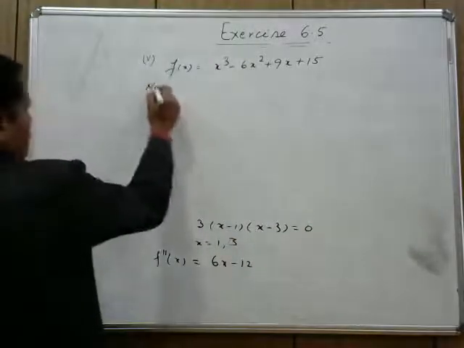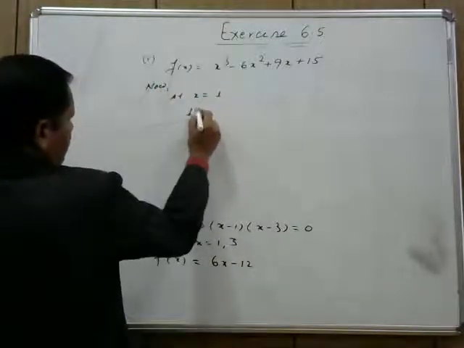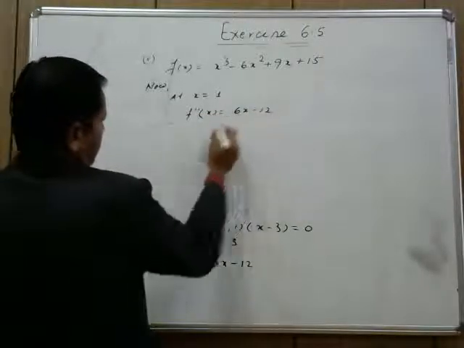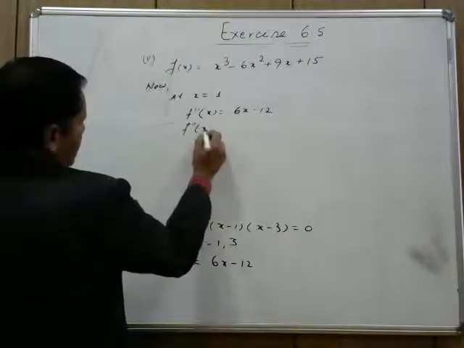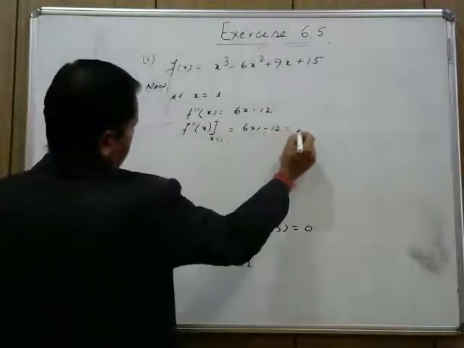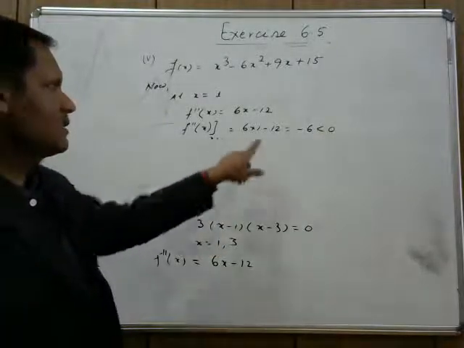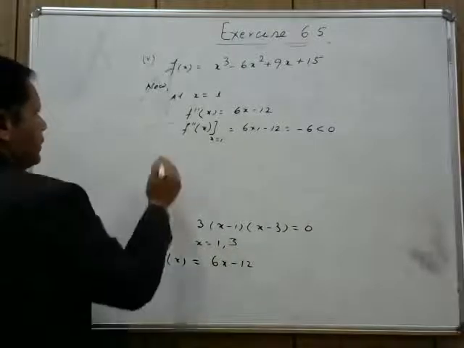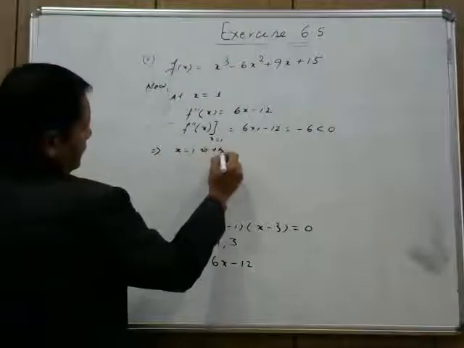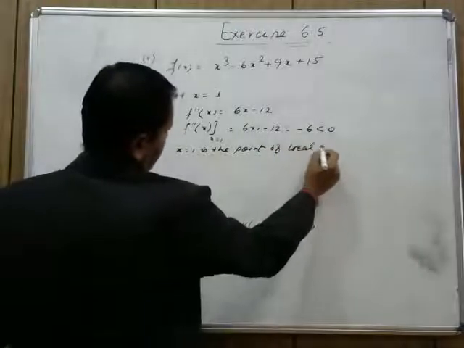Now at x is equal to 1, f double dash of x is equal to 6x minus 12, and therefore f double dash of x at x is equal to 1 is equal to 6 into 1 minus 12, which is equal to minus 6, which is less than 0. It implies that x is equal to 1 is the point of local maxima.